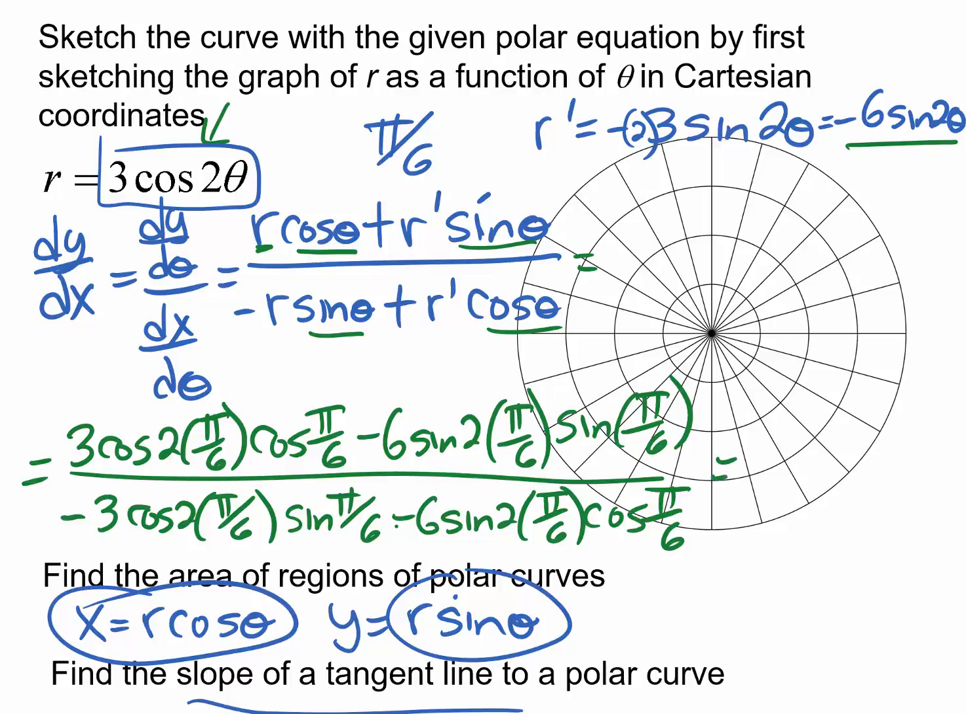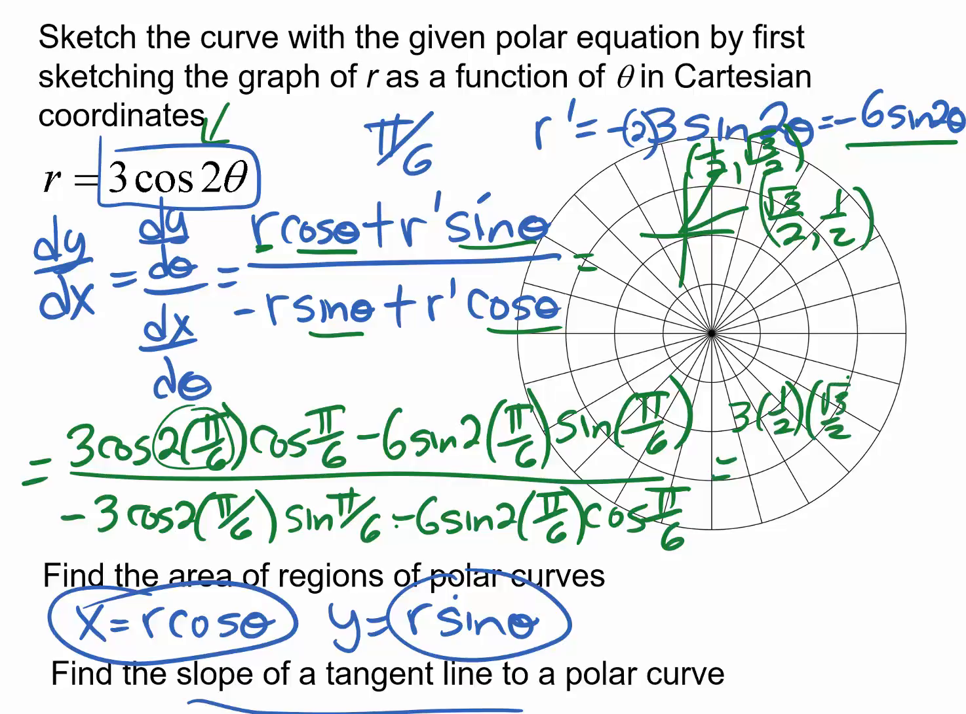Okay, so now we've just got to simplify that, and we're going to need two values. Pi sixths is square root 3 over 2 and 1/2 for sine and cosine, and pi thirds is the other way around, it's 1/2 and square root 3 over 2. So if I put in those values, this one is pi thirds, and so the cosine is 1/2, so I've got 3 times 1/2 times cosine of pi 6, that's square root 3 over 2, and then minus 6 sine of pi thirds, that's square root 3 over 2, and then I need sine of pi 6, that's 1/2.